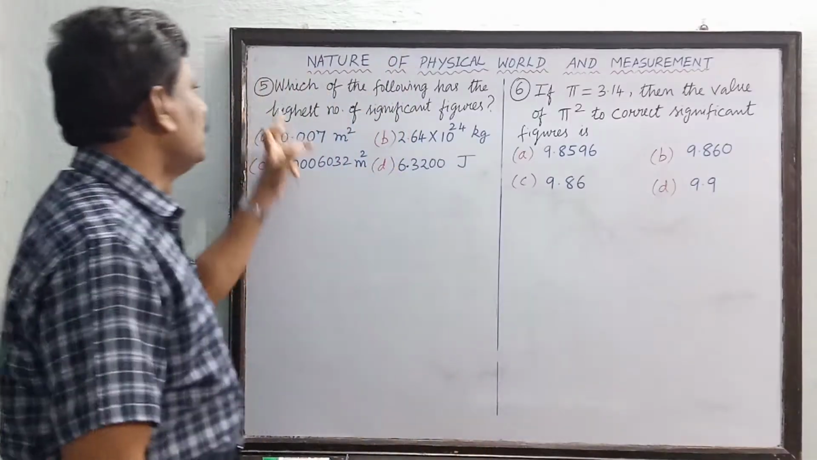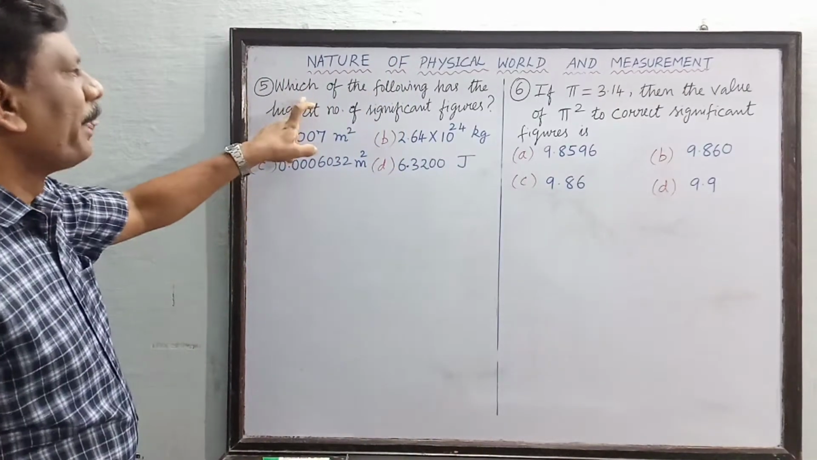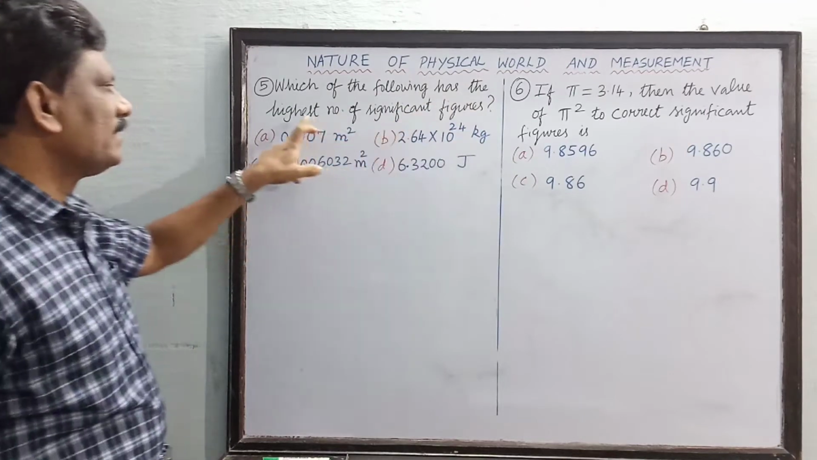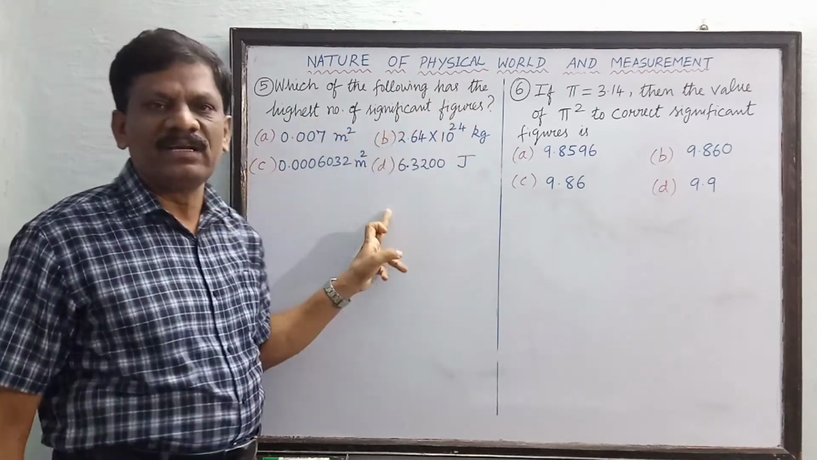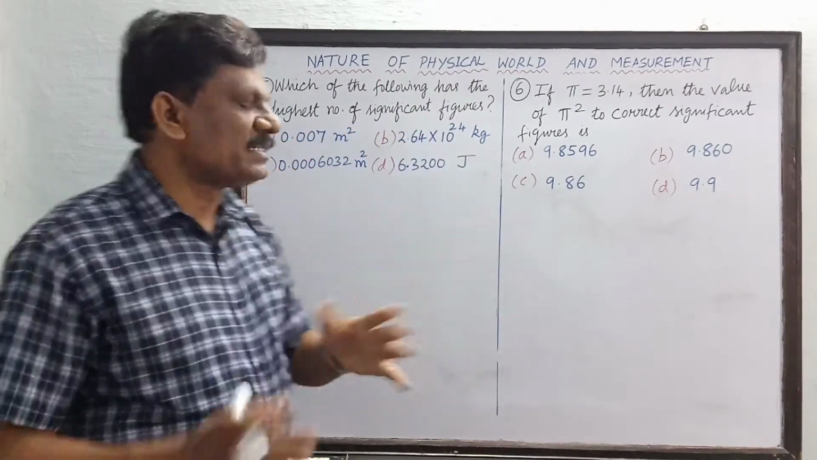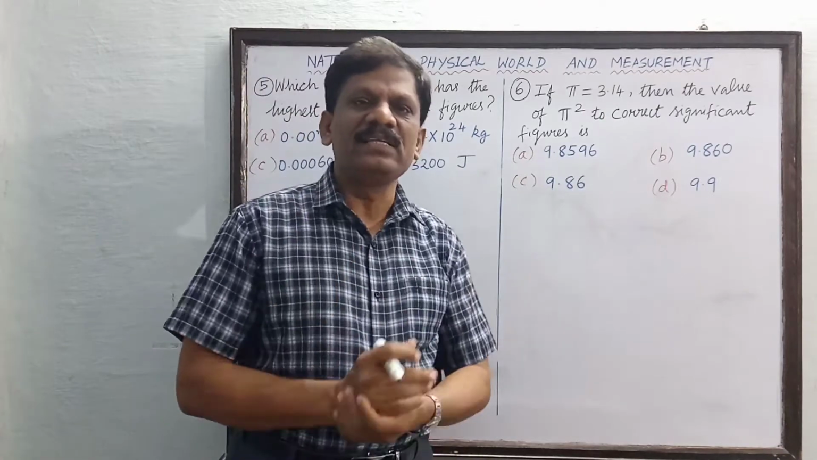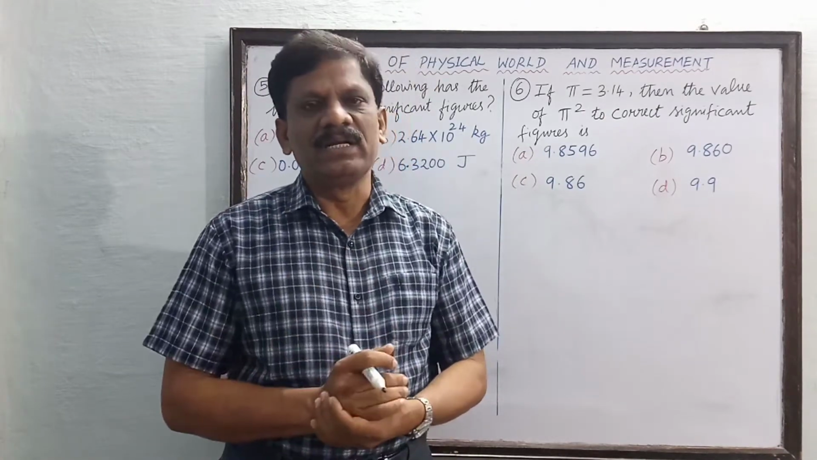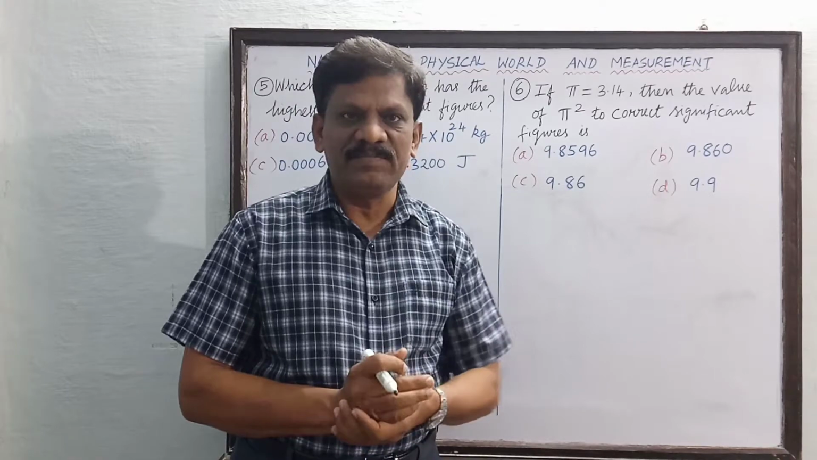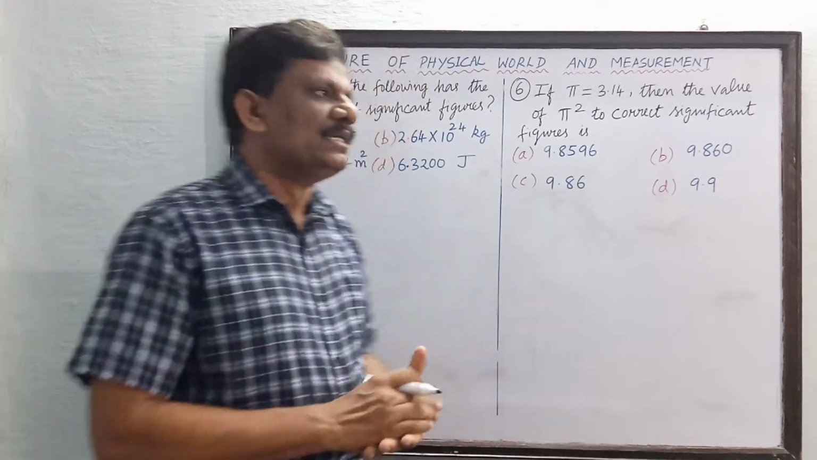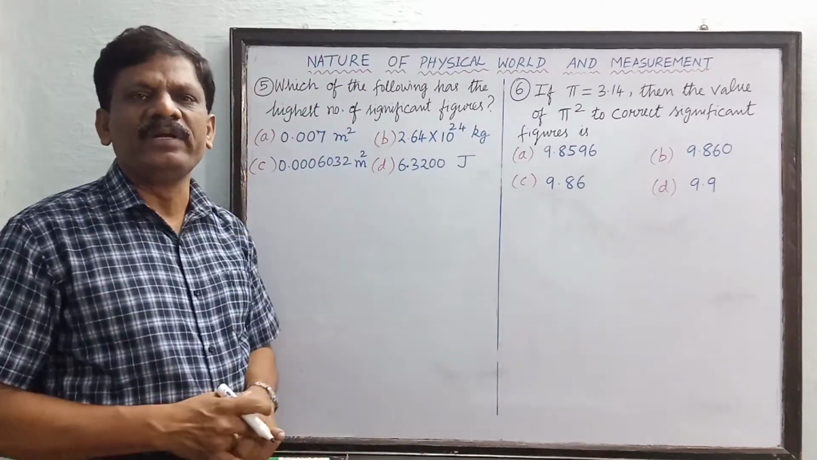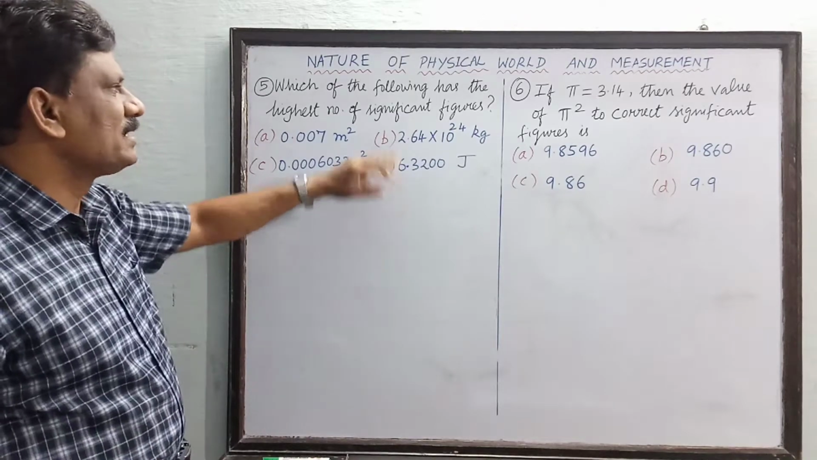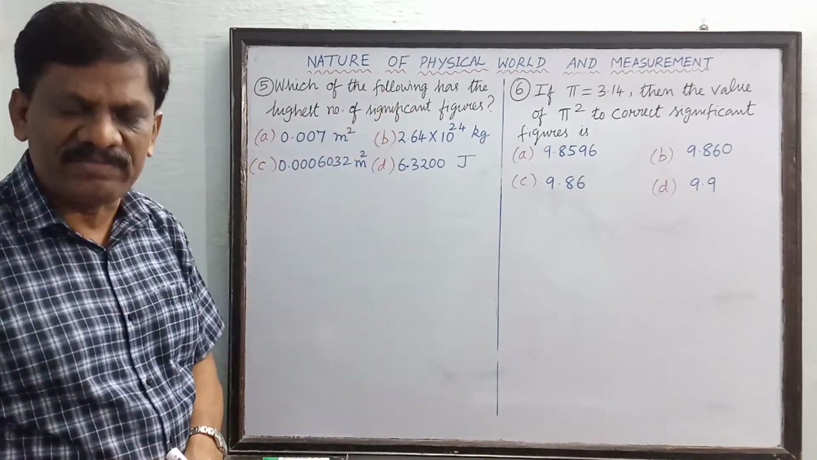Hi students, question number 5 is which of the following has the highest number of significant figures? Now we have studied significant figures are defined as what? The number of meaningful digits in a given number. So 4 numbers are given. We are going to check which of the 4 numbers has the highest number of significant figures.